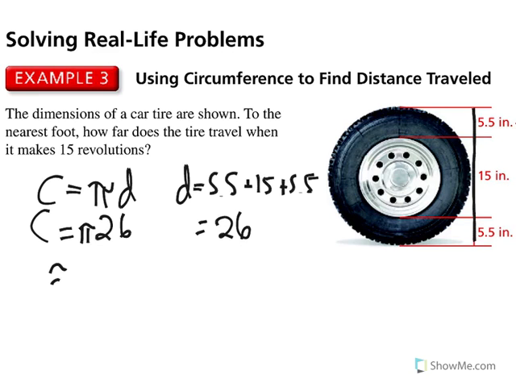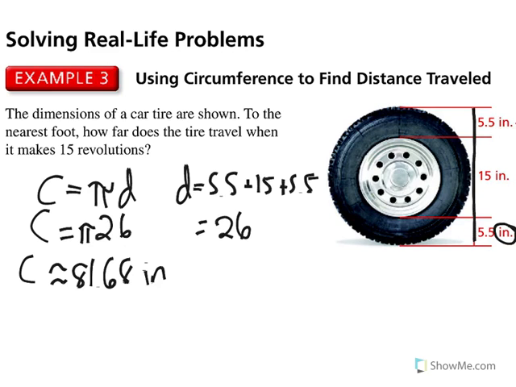gives me approximately, and I'm going to do 2 decimals here so that way we have a few more, 81.68 would be our circumference. So that would be, it would travel 81.68 inches, right? Because if you notice over here, these are in inches. Okay, so it goes 81.68 inches in 1 revolution. Okay, so, because that's just going all the way around the circle. So if it goes all the way around once, it goes 81.68 inches, right?